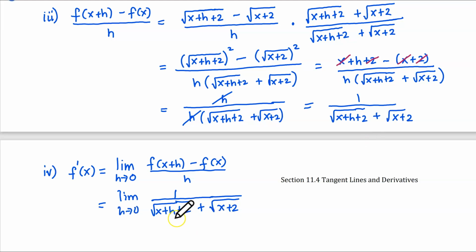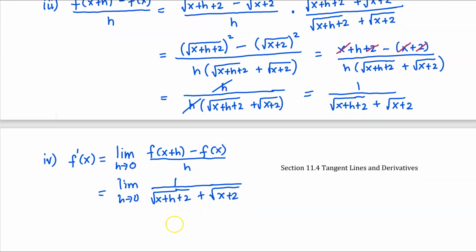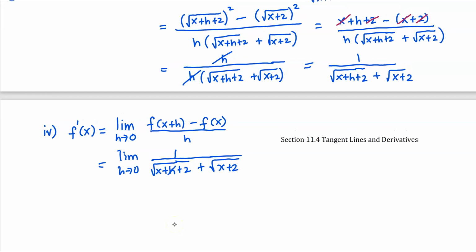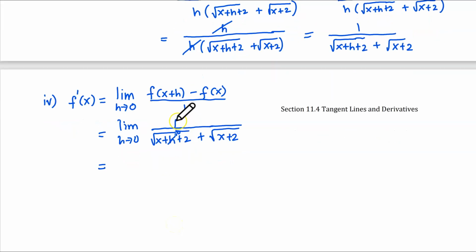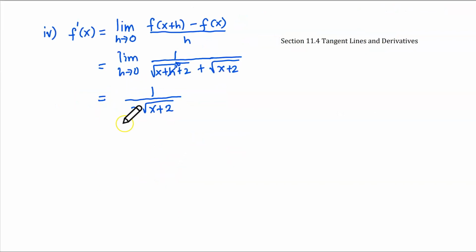Now as h approaches 0, this portion here just goes to 0. So this one is 0. Therefore, you have 1 over square root of x plus 2 plus square root of x plus 2. And that is just equal to 1 over 2 square root of x plus 2. So this is the derivative of the function at any x.